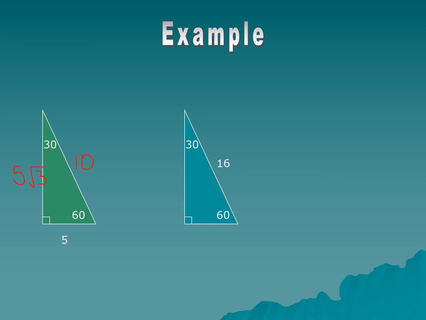Notice the hypotenuse is given now, and it is 16. To get the short leg, you just take half of the hypotenuse. And then to get the long leg, it's the same thing, but with the square root of 3 next to it.